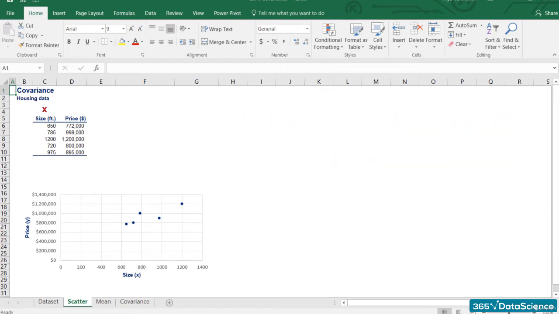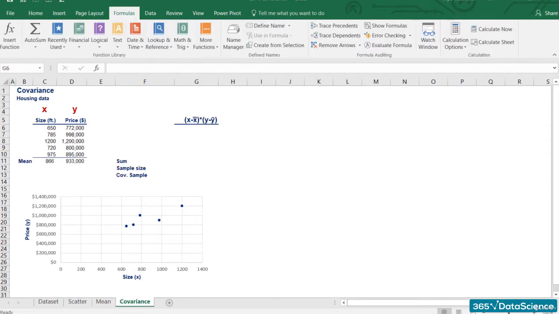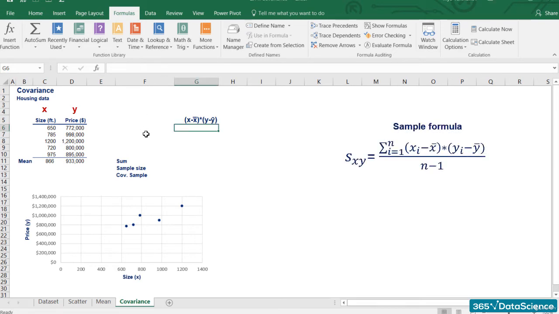X will be house size and Y stands for house price. First, we need to calculate the mean size and the mean price. I will also compute the sample standard deviations in case we need them later on. Okay, done. Now, let's calculate the denominator of the covariance function. Starting with the first house, I'll multiply the difference between its size and the average house size by the difference between the price of the same house and the average house price.